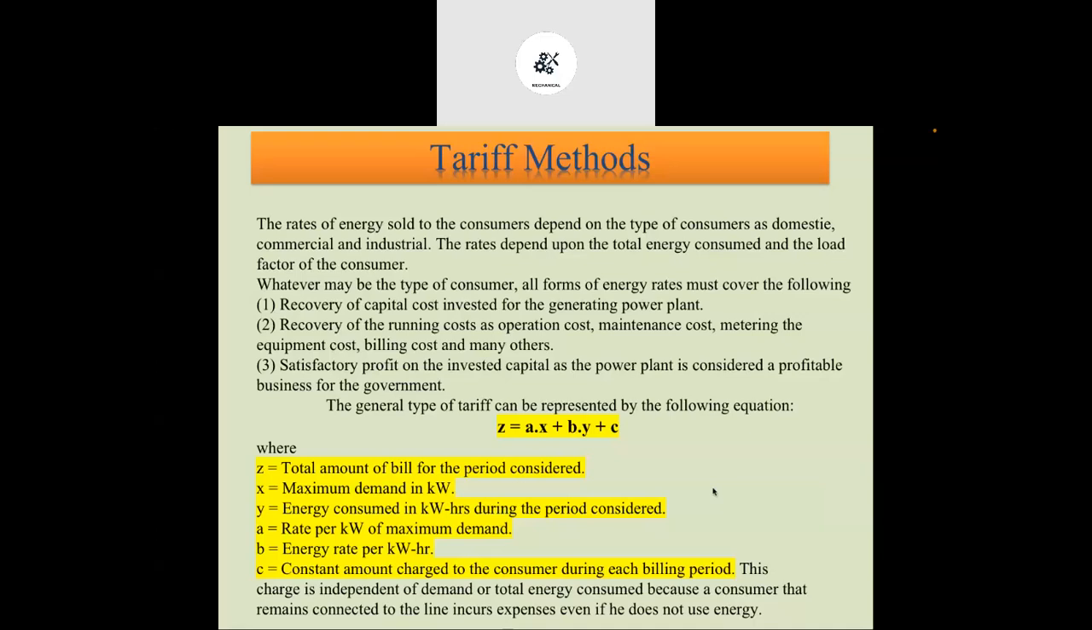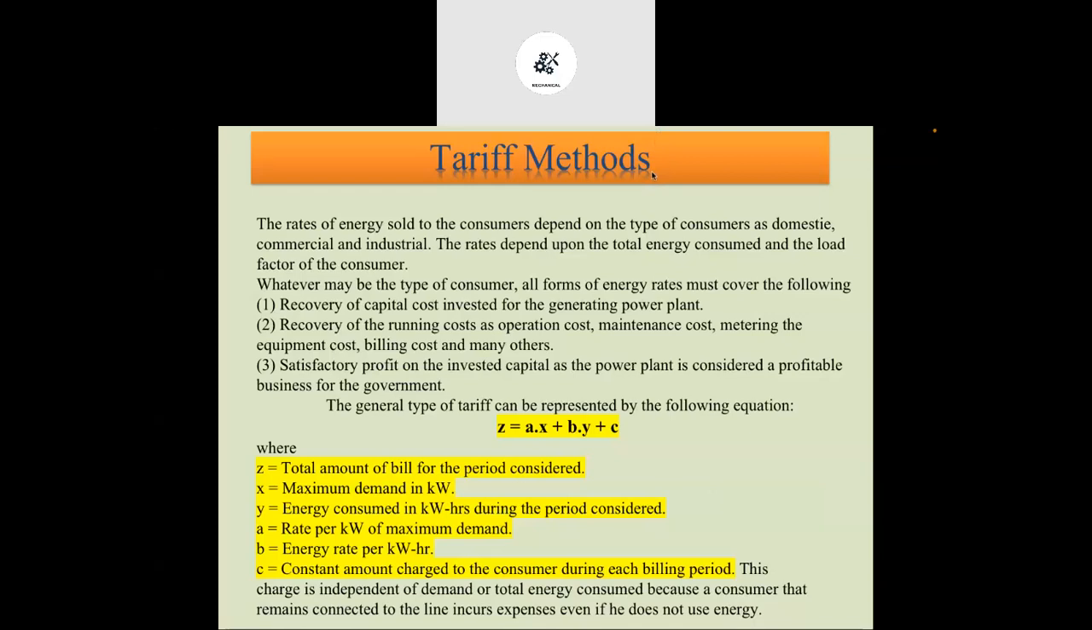The maximum demand of an industry is very high when we compare it to the residential, because in industries there are heavy machines available. The ratings of those heavy machines are very high, so the maximum demand requirement of that industry is very high. Whereas the maximum demand of any particular residential area is less than the industrial area, right?